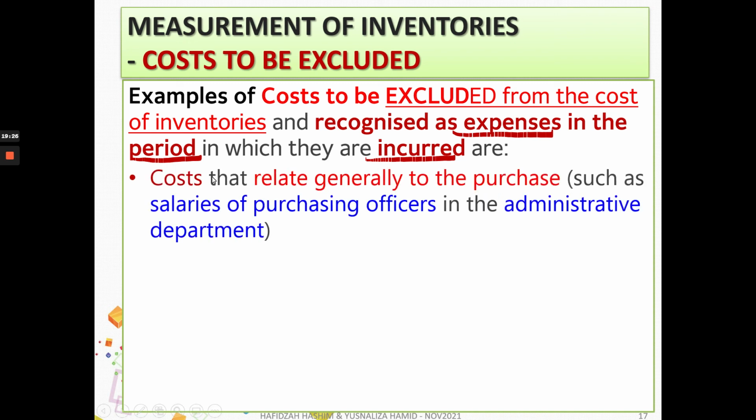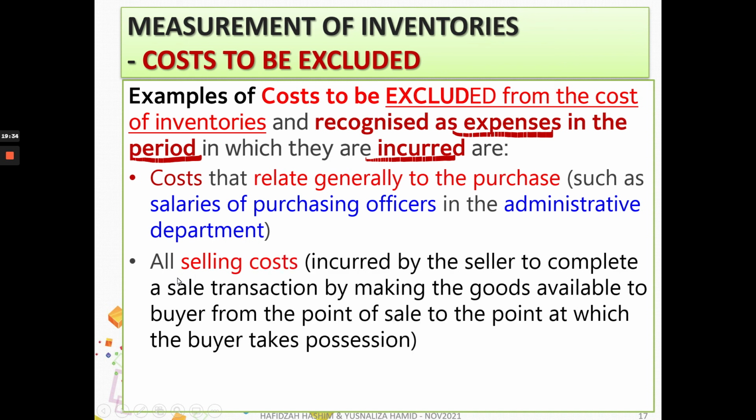What are those examples? Costs that relate generally to the purchase, such as salaries of purchasing officers in the admin department. All selling costs, all selling and distribution costs, even though the standard does not mention the word distribution cost, but somehow all selling costs may also include selling and distribution costs, which are incurred by the seller to complete a sale transaction. But this one shouldn't be included in the cost of inventories, and this will be expensed in the period in which it is incurred.